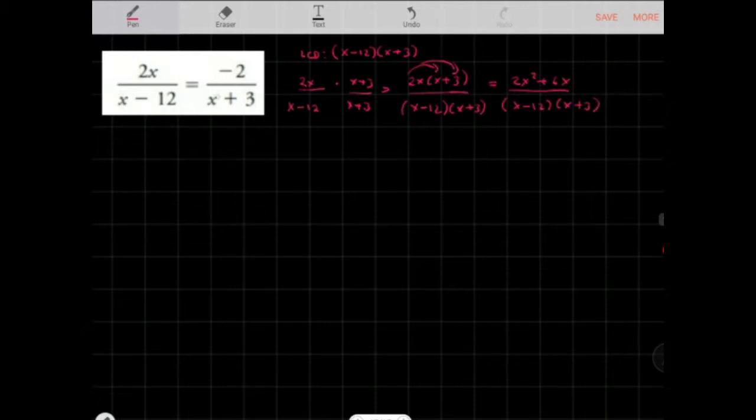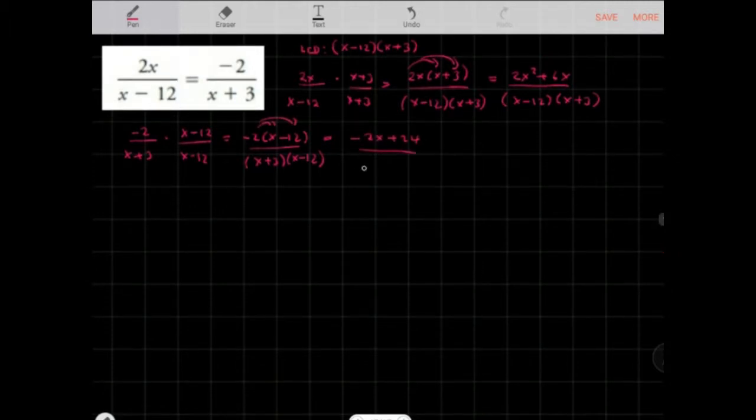I'm going to do the same thing for the expression on the right. You get negative 2 over x plus 3. I'm going to multiply this by x minus 12. Right, so for the numerator and denominator, you get negative 2 times x minus 12 over x plus 3 times x minus 12. If I expand this out, you get negative 2x plus 24 over x plus 3 times x minus 12.